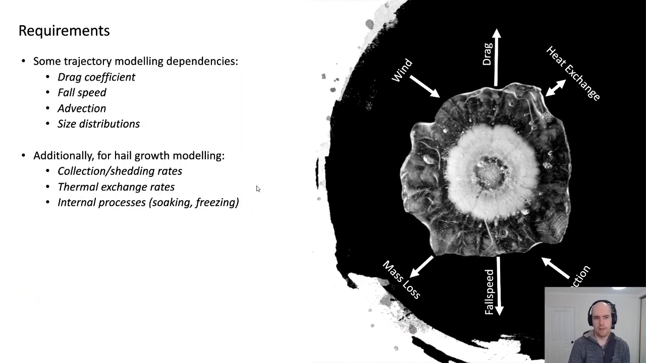We have some requirements moving forward beyond these problems to get better measurements of our hailstone swaths and our hailstone shapes. Some requirements from our modelling dependencies are drag coefficient, force, speed, advection, and size distribution. When we're considering growth, we need a bit more information, and this includes collection and shedding rates, thermal exchange rates, and internal processes such as soaking and freezing. This is quite a complex arrangement of properties we need to effectively model hailstone trajectories and growth.